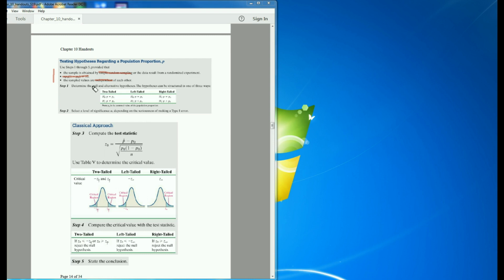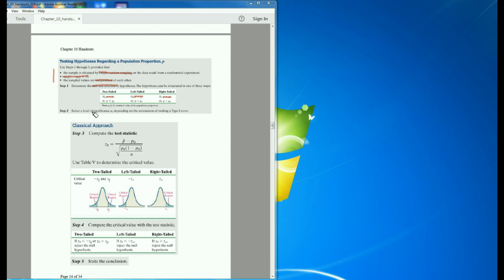All right, you have to start by writing your null and alternative hypotheses. The null hypothesis is always just P equals a value. P equals a value. That's it. It will always, always be an equals sign. For the alternative, there are three options. It is either a not equals, which gives you a two-tailed test, a less than, which gives you a left-tailed test, or a greater than, which gives you a right-tailed test.